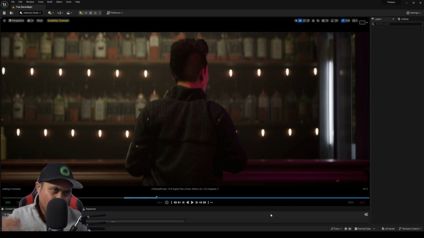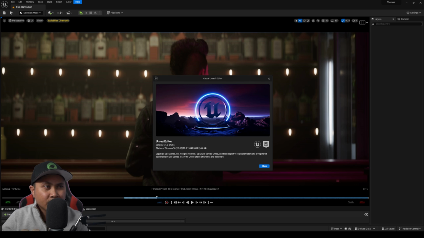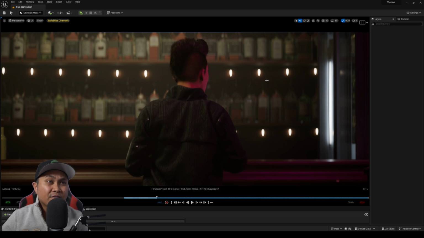Now, first things first, I know people are going to call me out on this, saying this is clickbait, this is not 5.4. It is. If I go to Help right here and go to About Unreal Editor, you're going to see right here, this is 5.4. Again, this is a beta I downloaded a couple of months back whenever I made the short film, which, by the way, if you haven't seen this short film, go check it out. I think it's pretty cool.